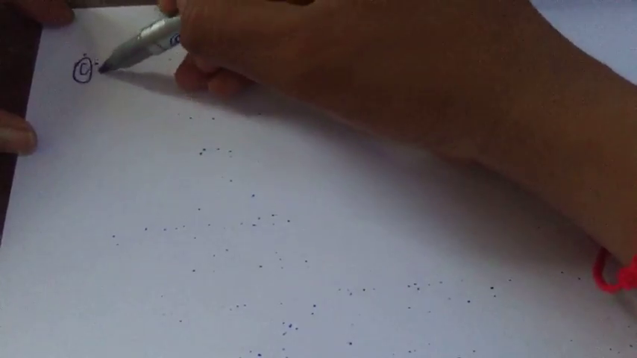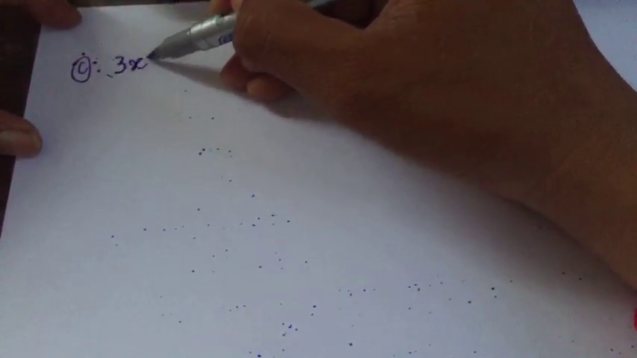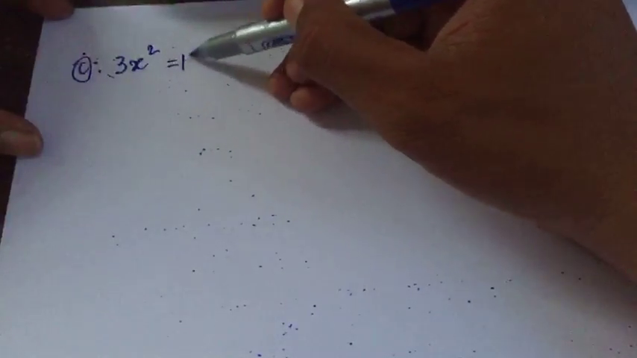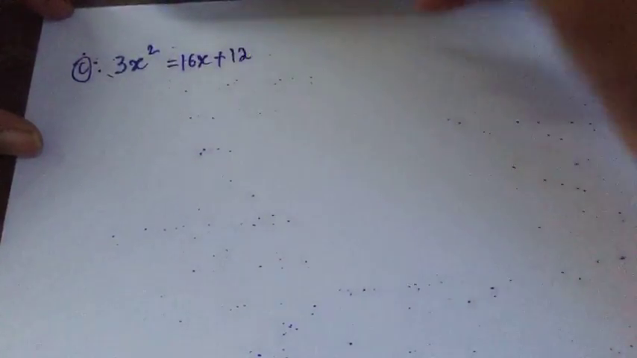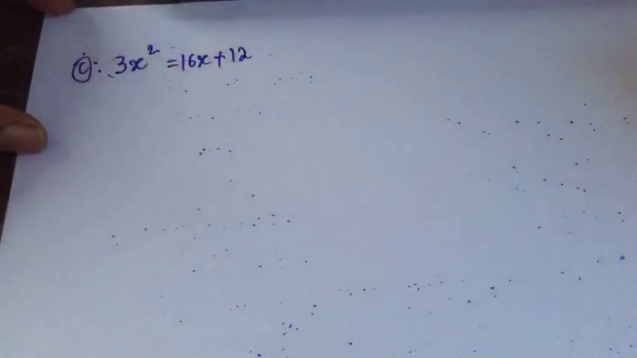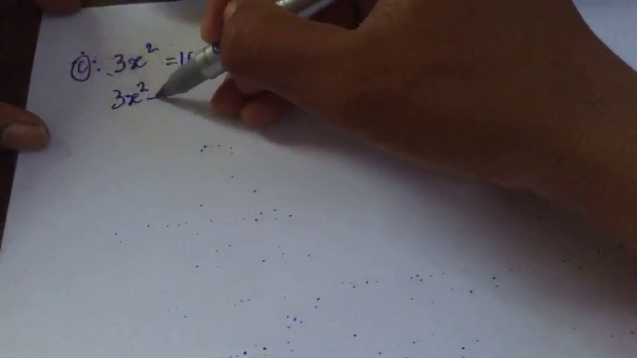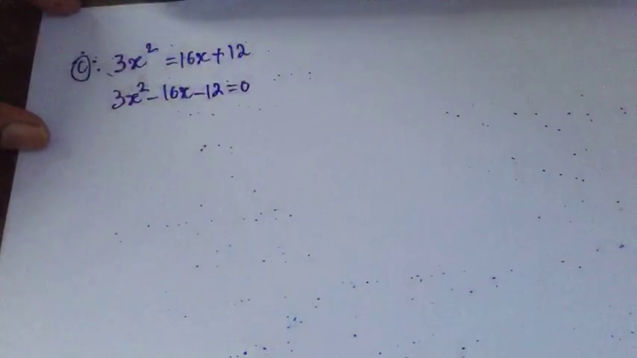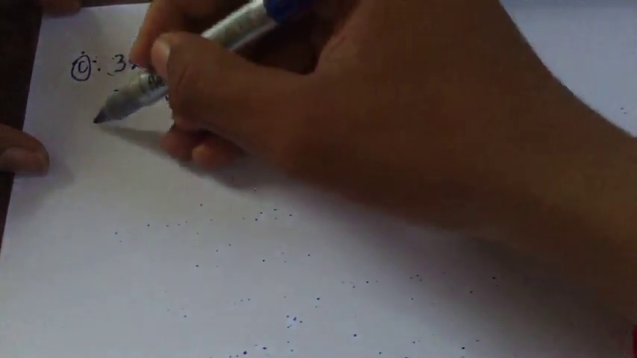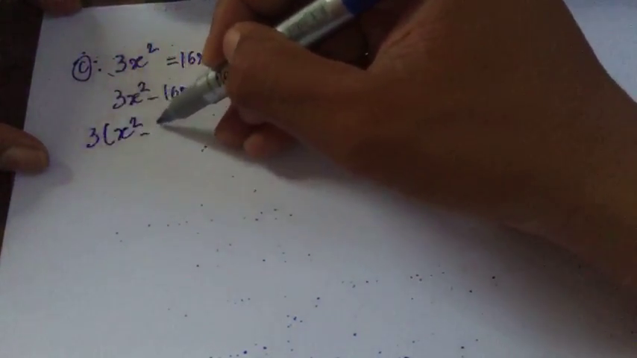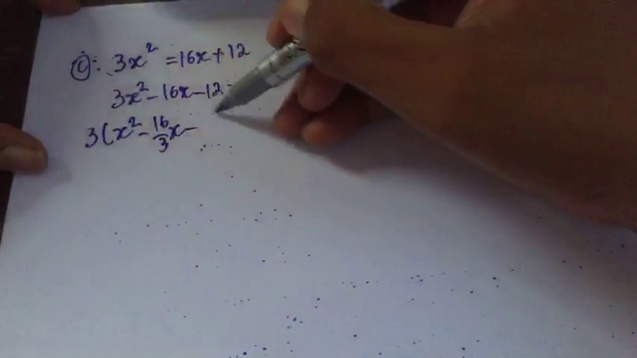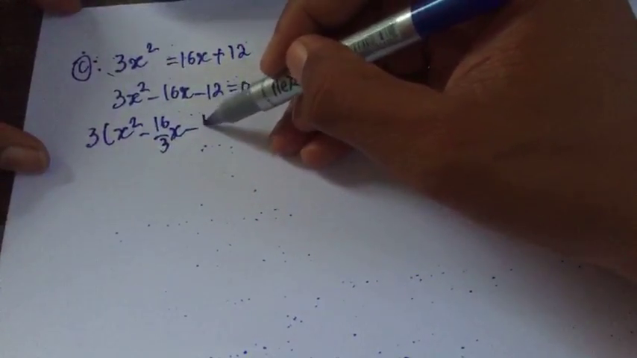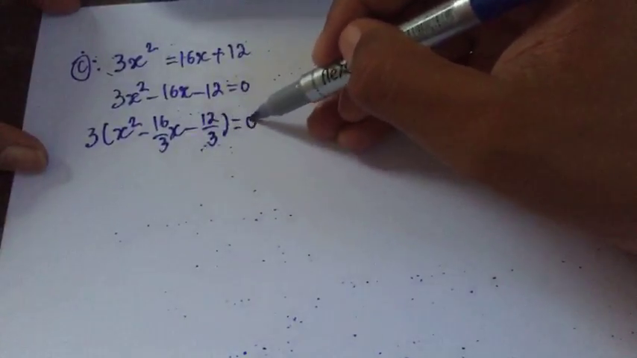We have another one, C. Okay, we have C: 3x squared equal to 16x plus 12. Here 3x squared minus 16x minus 12 equal to 0. After that, you find x squared minus 16 divided by 3 x minus 12 divided by 3 equal to 0.